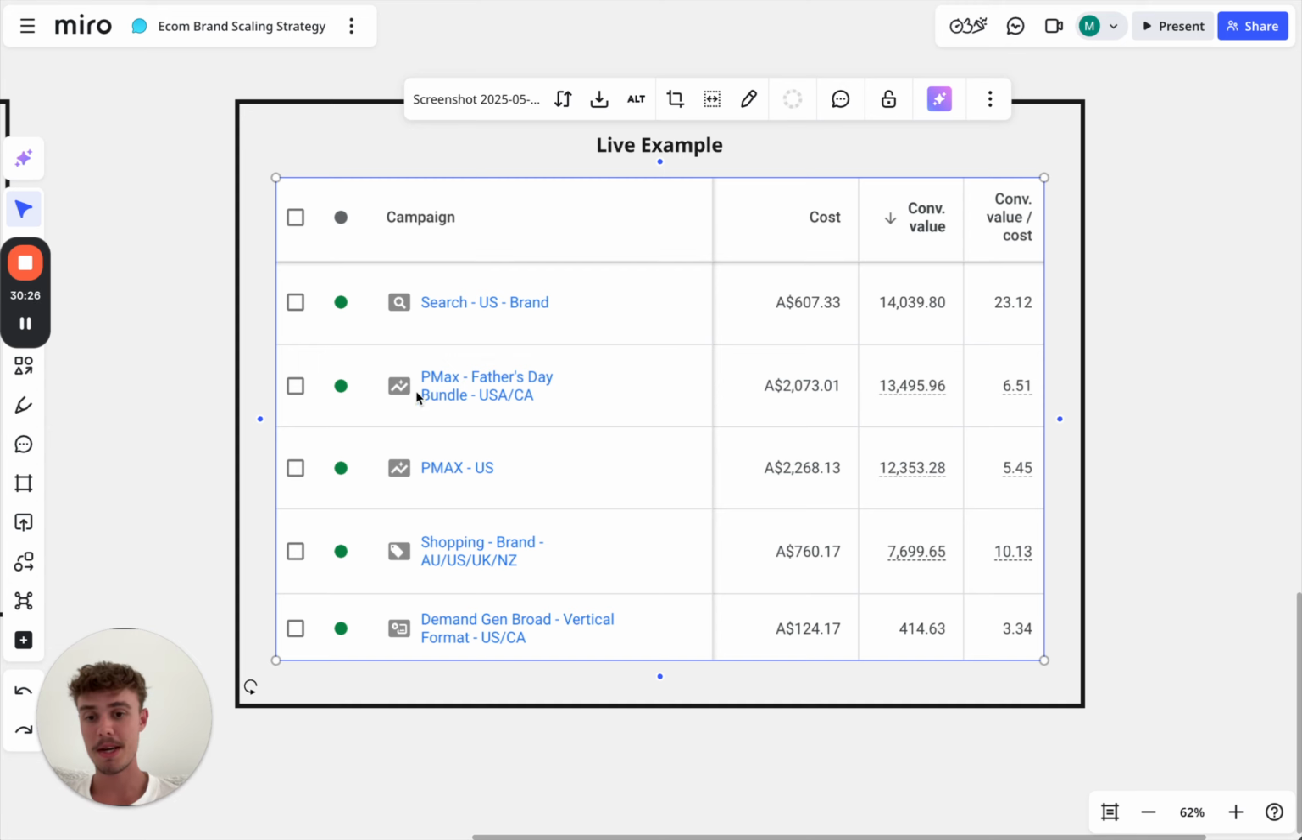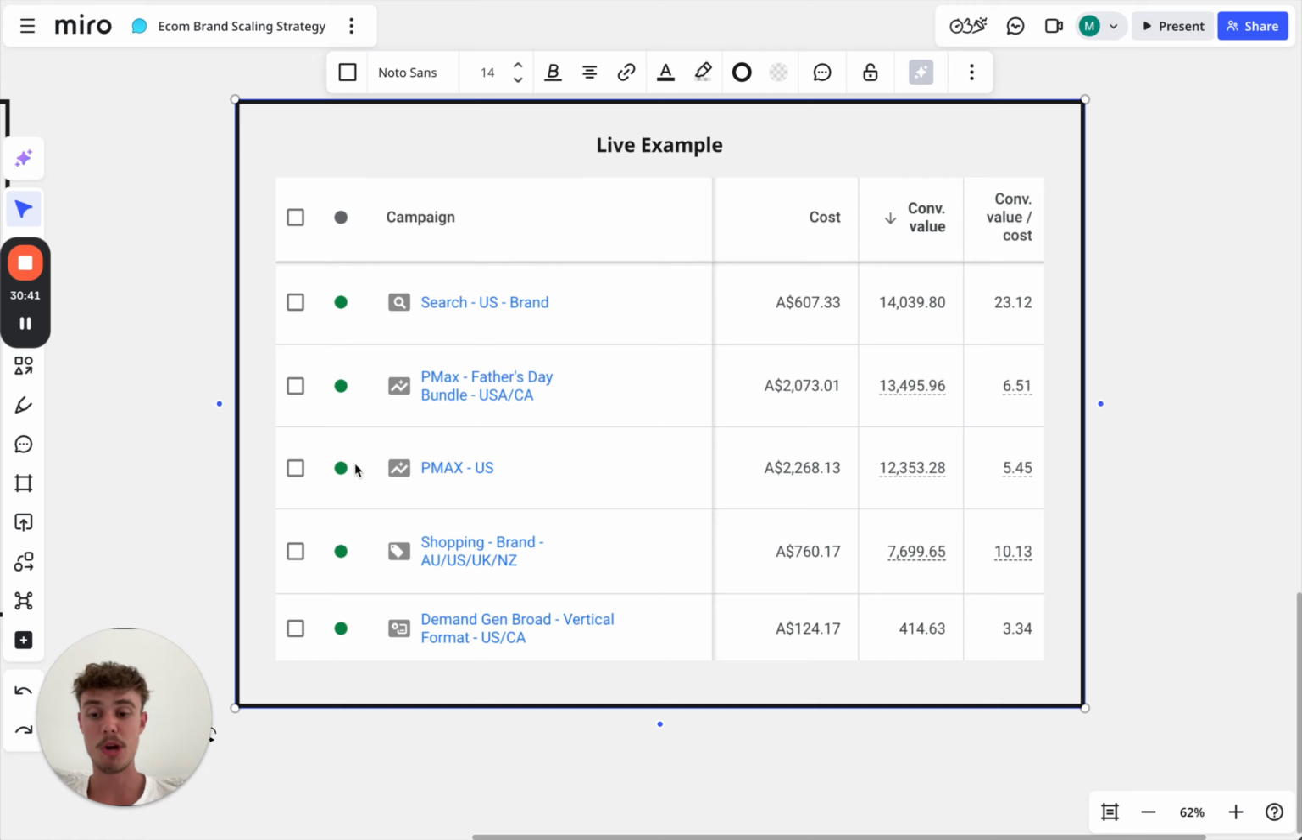Then we have a PMax cold campaign here. So this is promoting specifically a Father's Day bundle for this brand in the USA and Canada. Now, again, this is a PMax campaign that aims to target cold traffic. So we're excluding branded traffic in here. We're letting it scale and find us our new customers.